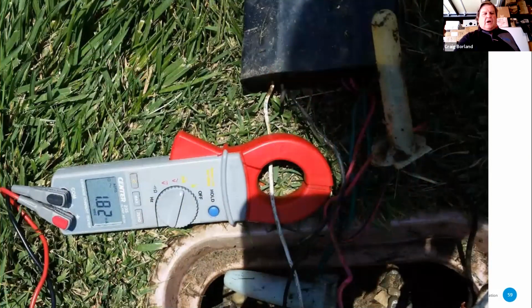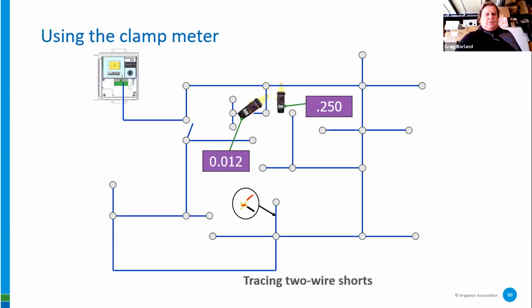There's another high current draw, 1.82 milliamps. That's the bad decoder in that picture. So what am I doing? I'm walking through the line and I'm checking wires in each valve box. 0.012, 0.25, but the 0.25 is a high draw. It's not there in that system.